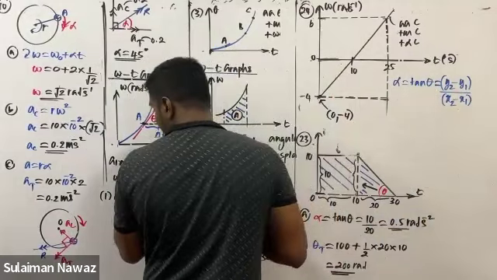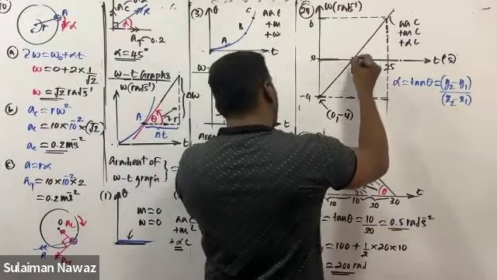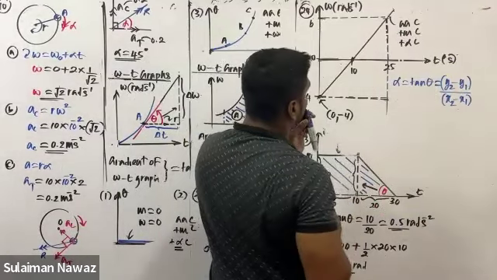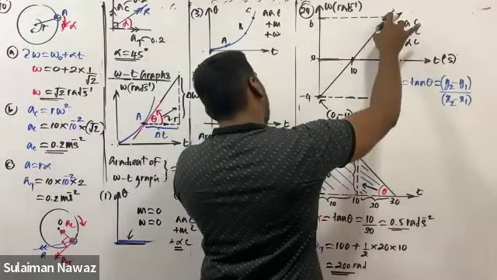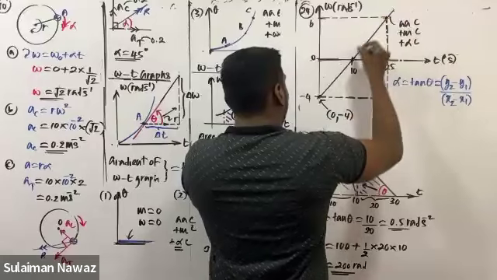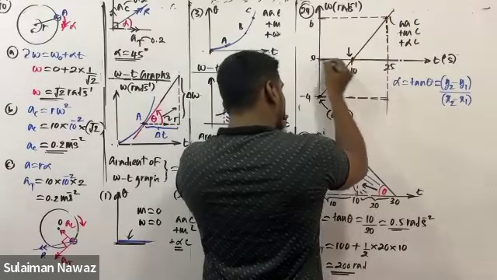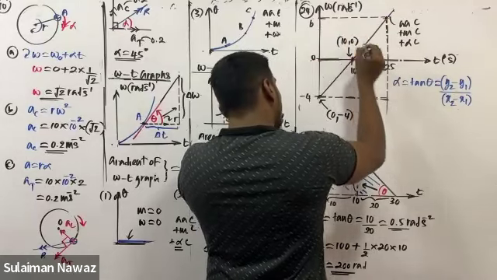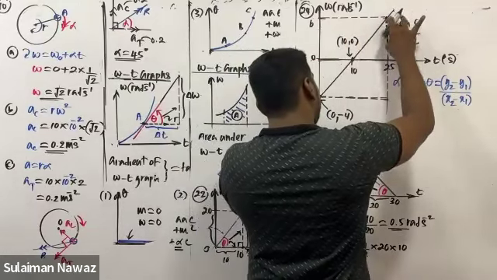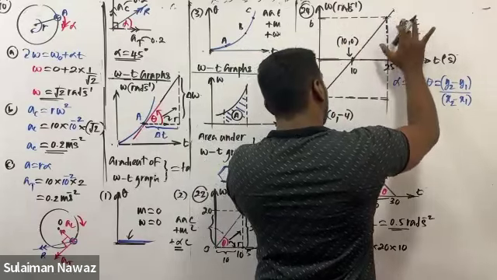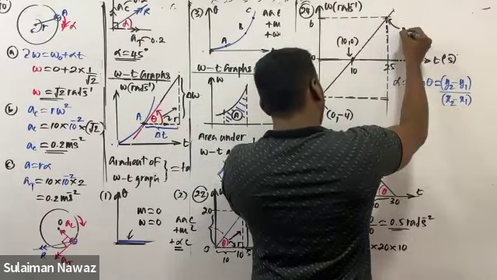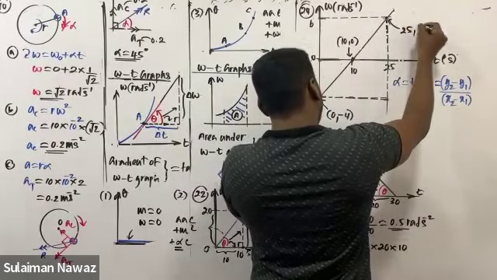You can take this point's coordinates also if you want. If not, you can take these 2 points. It's up to you. This point's coordinates: x value is 10, y value is 0. And this point, you can take it as 25 x value, 6 y value.